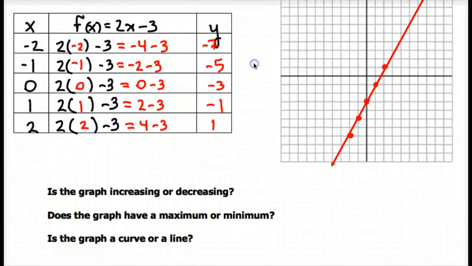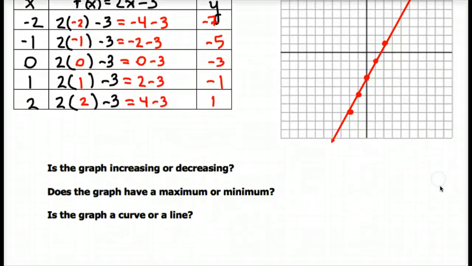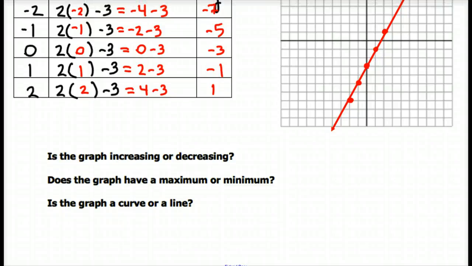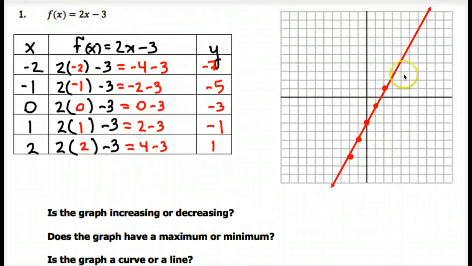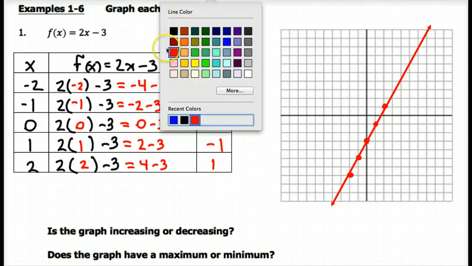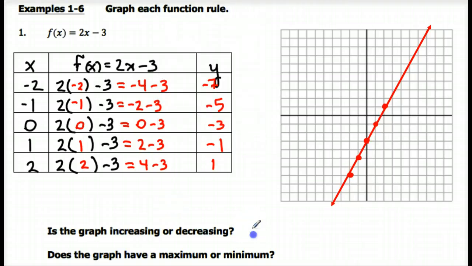And all that means is what's happening to the y values as you move left to right? Okay, so are the y values getting larger or smaller as I move left to right? Well, for this graph here, if we read it from left to right, it's sort of like we're going uphill. If I go from left to right, my y values are getting larger. I start out at -7, then -5, then -3, then -1, then 1. So we could say that the entire graph is increasing based on that. Reading it from left to right, we're going uphill, so we are increasing.